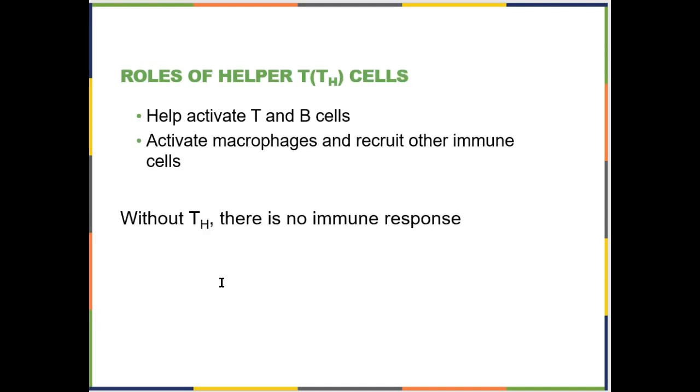Then you have helper T cells. What they do is help activate cytotoxic T cells, other lymphocytes, and B cells. It says helper, so it sounds like they're not super duper important, but it is your helper T cells, or your T4 cells, that are the target of HIV.